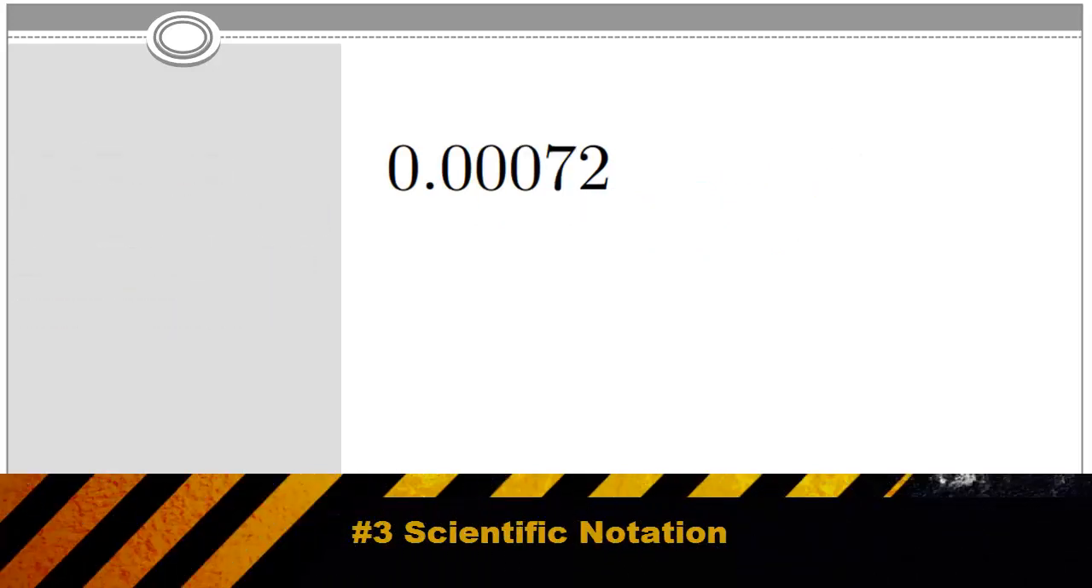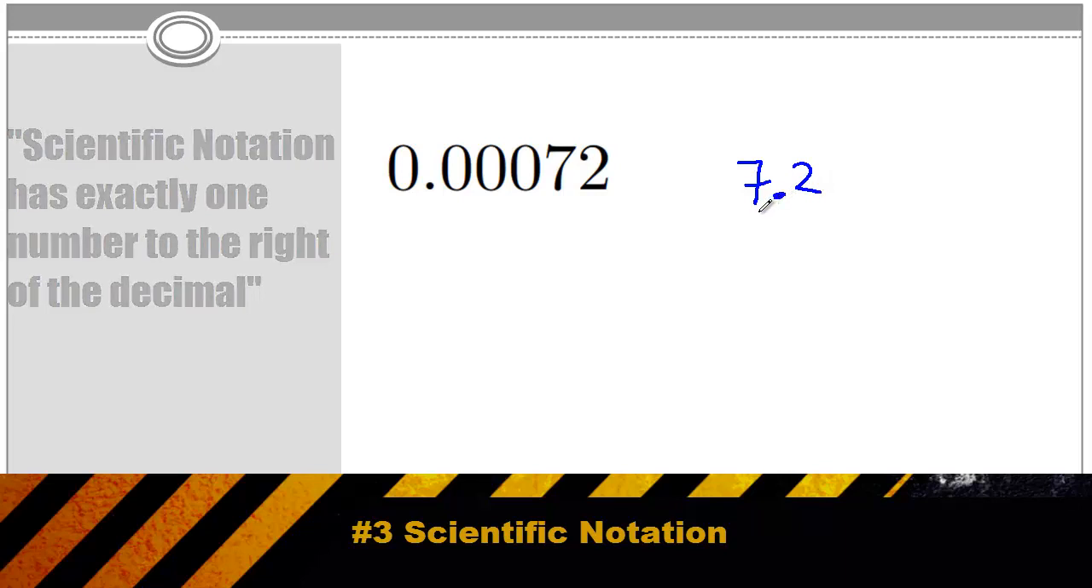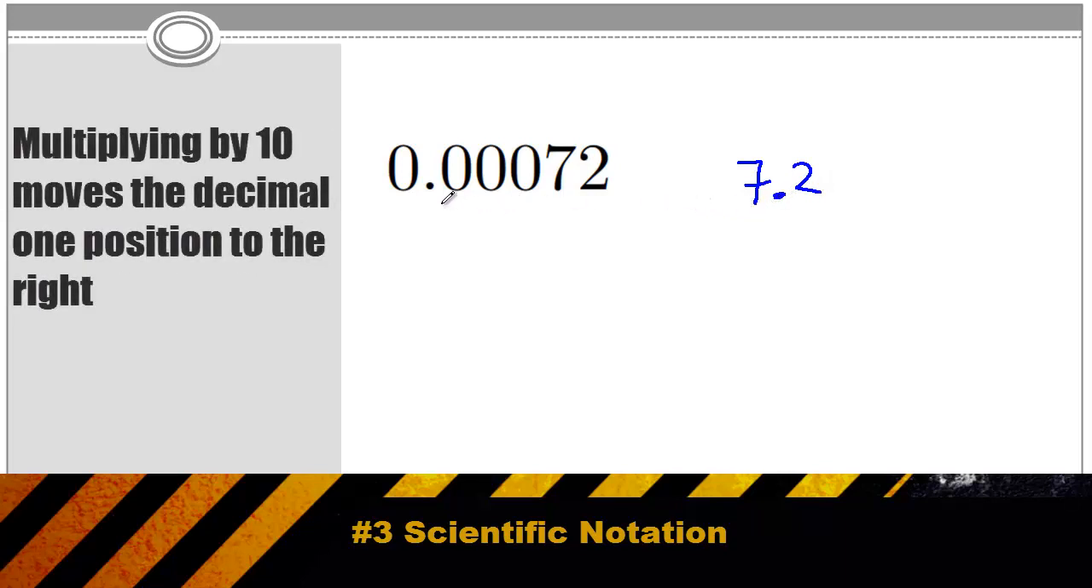When you're dealing with very large or very small numbers, you may find it advantageous to use scientific notation. Scientific notation likes to see exactly one number to the right of the decimal. So in this case, 0.00072, scientific notation would like to see as 7.2. Well, how do we do that? How do we get that small number into a bigger number? Well, we move the decimal over 1, 2, 3, 4 times.